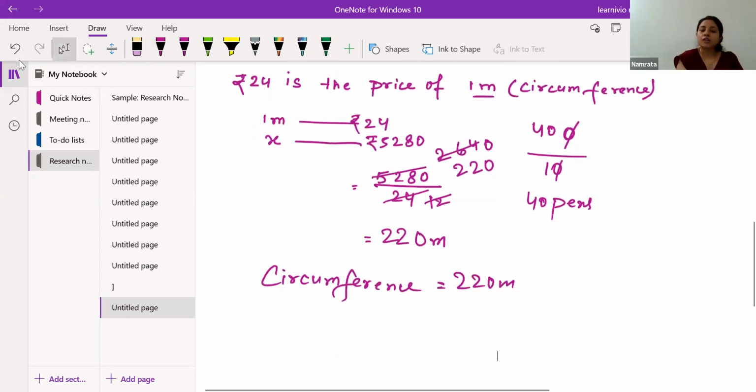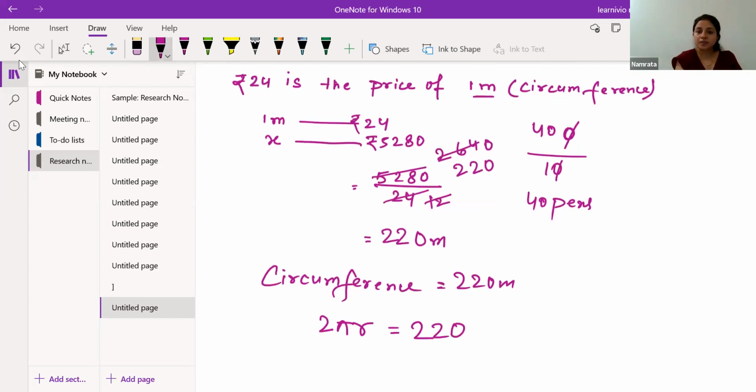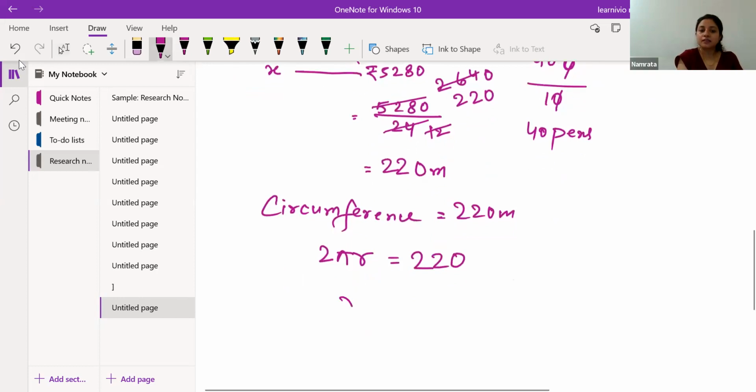Ma'am, what is your formula for circumference of the circle? That is 220. Ma'am, your voice got hanged. Okay, my voice is not clear. Is it clear now?